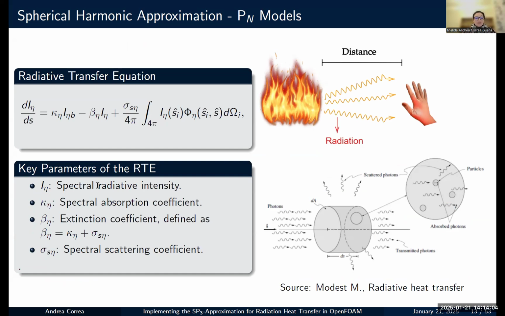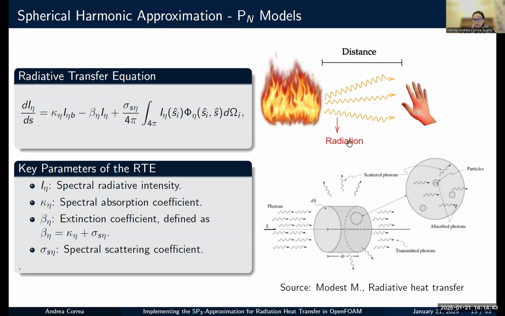Now, the radiation equation depends on several parameters, so it is important that I show what these key parameters are in this equation to calculate and use the spherical harmonics. So here I have the important one, this is the spectral radiative intensity. We have coefficients: this is the absorption coefficient, this is the extinction coefficient, and this is the spectral scattering coefficient.